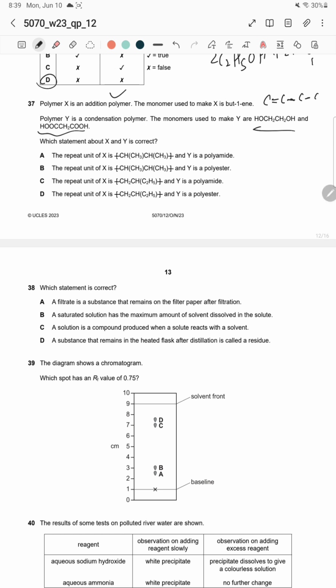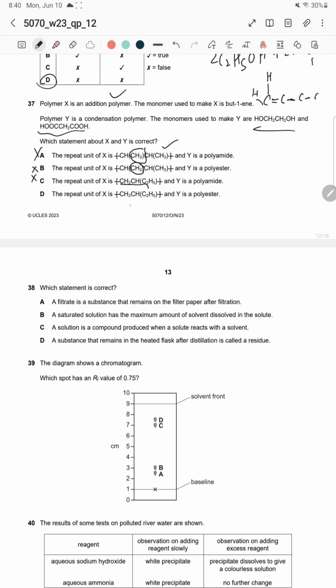The repeat unit of X is this one. So this CH3, it is at the terminal carbon. So we know but-1-ene has only hydrogen atoms, not any methyl group. So A can't be the option. Again it has CH3, it can't be the option. So it has C, this is not possible at all.